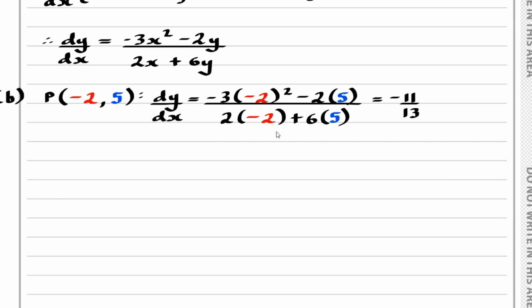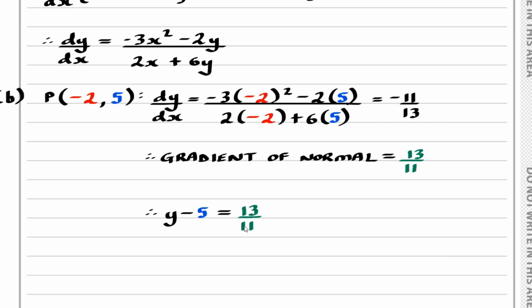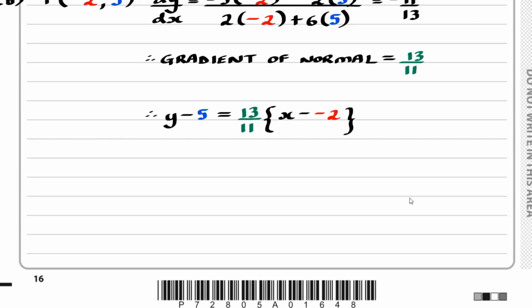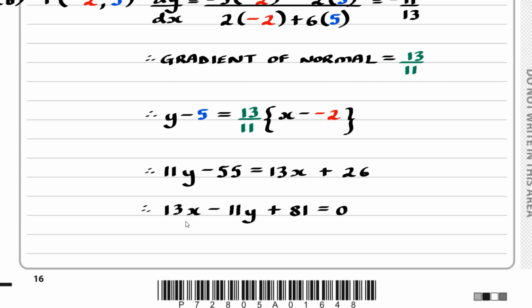So the gradient of the normal is the negative reciprocal of this, which is 13 over 11. So therefore, we have y subtract 5 equals 13 over 11 multiplied by x subtract negative 2. If I multiply through by 11, on the left hand side we have 11y subtract 55, and on the right hand side, if I multiply the 13 into the bracket and recognizing that x subtract negative 2 is x plus 2, we would have 13x plus 26. If I rearrange, you will find 13x subtract 11y plus 81 equals 0, in which case a is 13, b is negative 11, and c is 81.